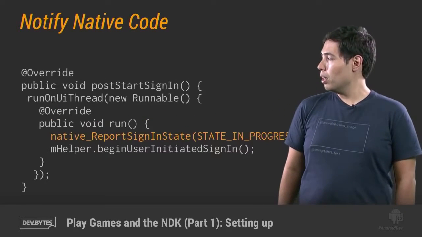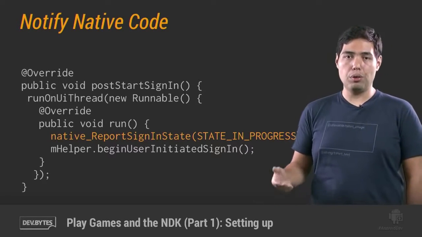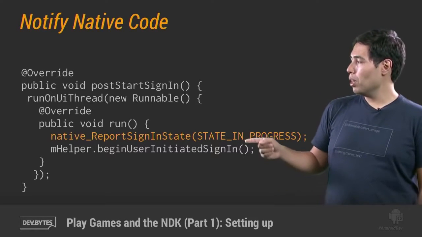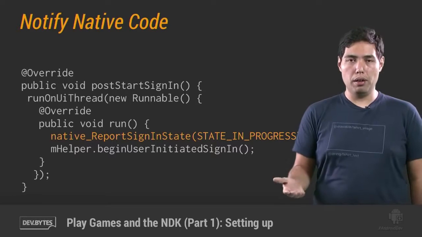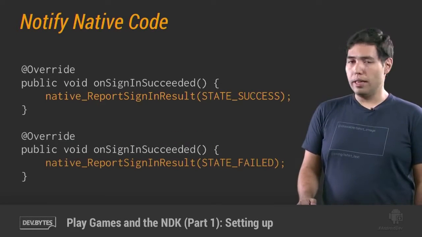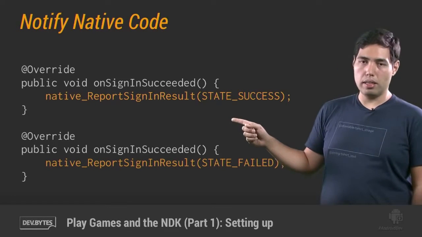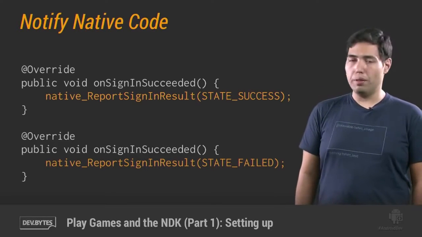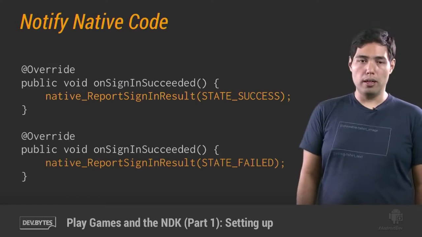Then, when you start the sign-in process using the start sign-in method that we just showed, you also say that it's in progress because the UI flow is happening right now, and at the end of it, you're going to get onSignInSucceeded or failed. Next, when you get onSignInSucceeded, that's when you report that the sign-in state is success. When you get onSignInFailed, you report that sign-in was a failure, and then your native code has to know how to handle those states.